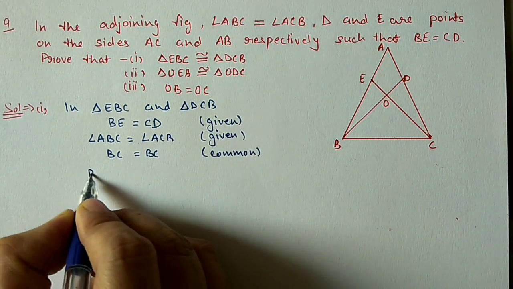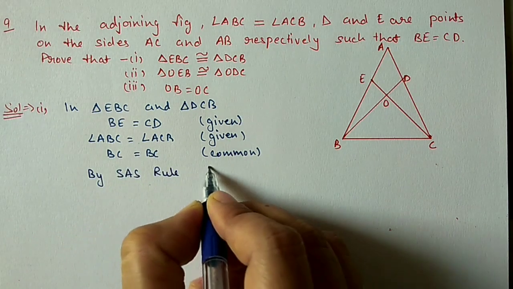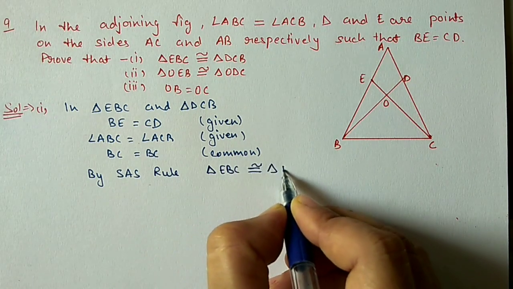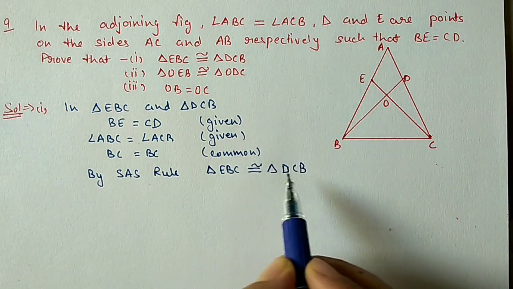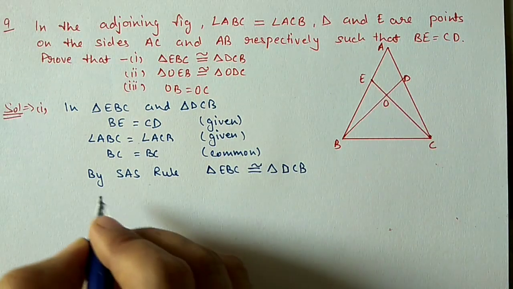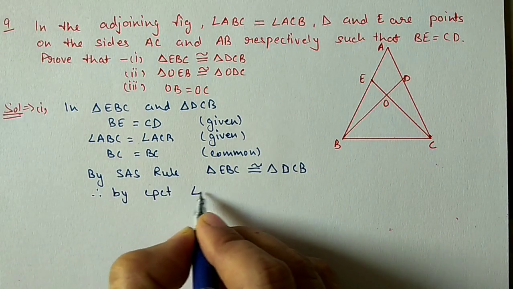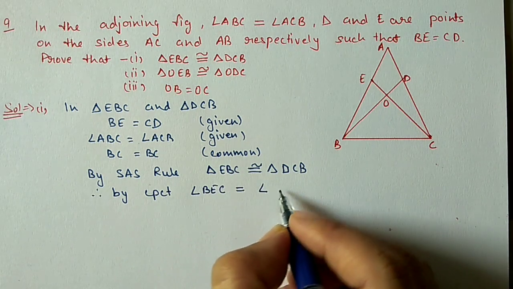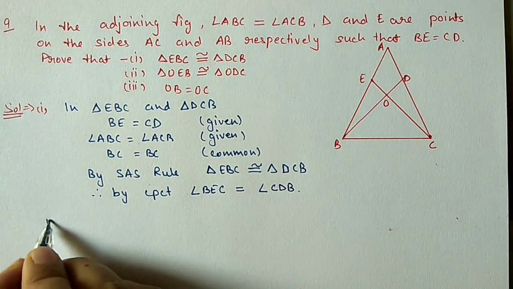So by side angle side rule, triangle EBC is congruent to triangle DCB. Because now these two triangles are congruent, so we can say by CPCT this angle E and angle D also will be equal. Therefore by CPCT angle BEC is equal to angle CDB. Now we will go for the second part.